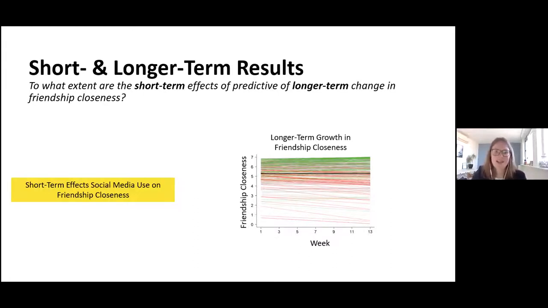And what we were especially interested in was whether these differences in the longer-term growth of adolescents could be explained by the short-term effects of social media use on friendship closeness in their daily lives. And what we found is that we didn't find any evidence that the short-term effects were related to the longer-term effects. So what does this mean? Adolescents who got richer at short-term after using social media were more likely to get richer at the longer-term than adolescents who didn't get richer or even got poorer at short-term. So short-term and longer-term effects could have an opposing sign.